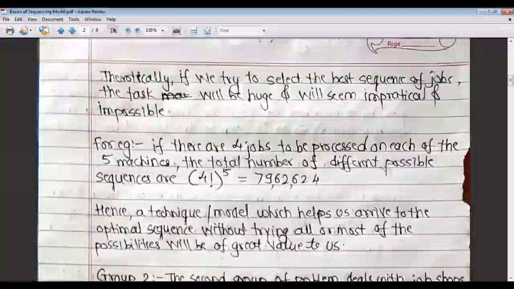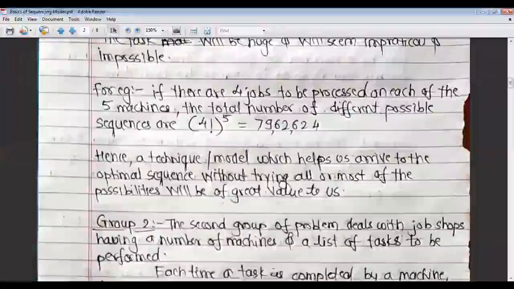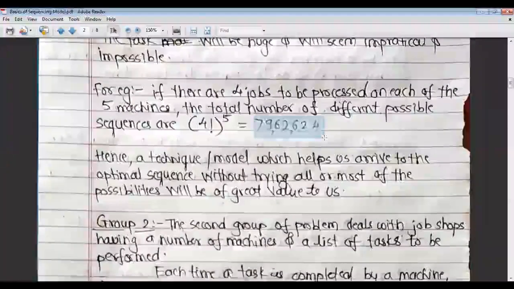If we try to solve this problem manually, it will seem to be an impractical and impossible task. Why does it seem impractical and impossible, even with small values? If there are four jobs to be processed on each of the five machines, the total number of different possible sequences comes out to be how much? It comes out to be 79,62,624. How did this figure come?